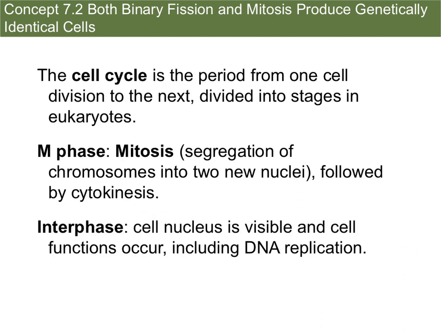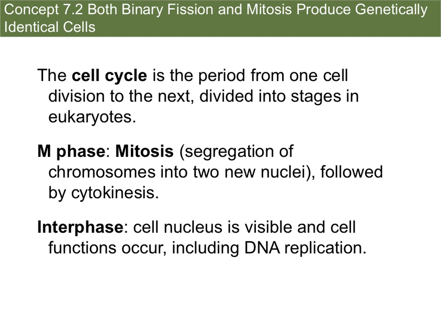The cell cycle is the period from one cell division to the next. So once we form a new cell until it divides again. We typically divide these into stages in eukaryotes. Okay, those stages can primarily be divided into two stages. The M phase, which is mitosis, and the segregation of chromosomes into two nuclei, followed by cytokinesis, which is the division of the cytoplasm. That's what ends up giving us two separate cells.